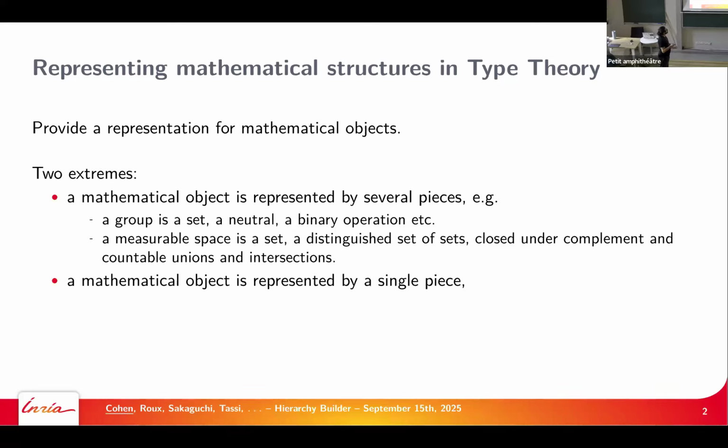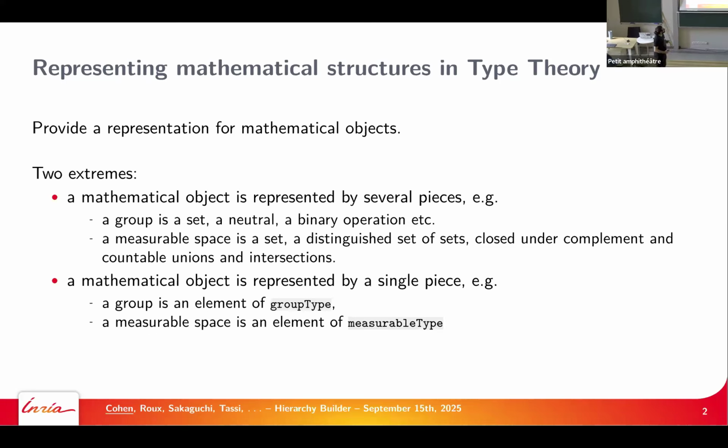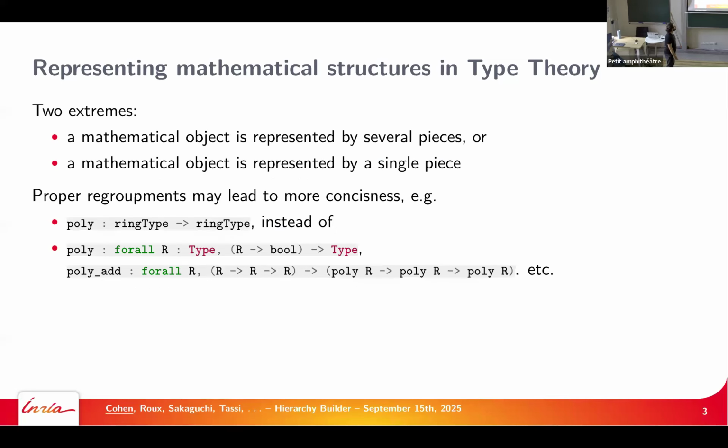Usually, when we deal with mathematical objects, we regroup all this data and we name it. We call this a measurable space, not a set with this and that. So it's very natural when we talk to say a group is an element of a type which represents all groups. A measurable space is an element of a type which represents all measurable spaces. So when you formalize math, you either represent it in several pieces or in a single piece.